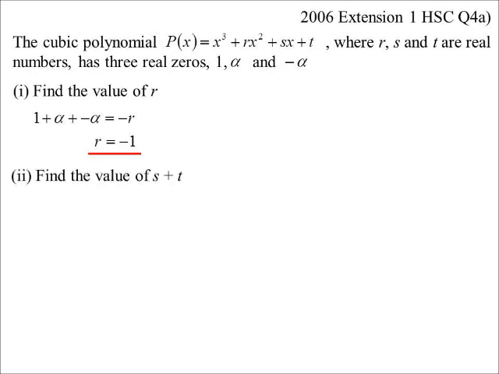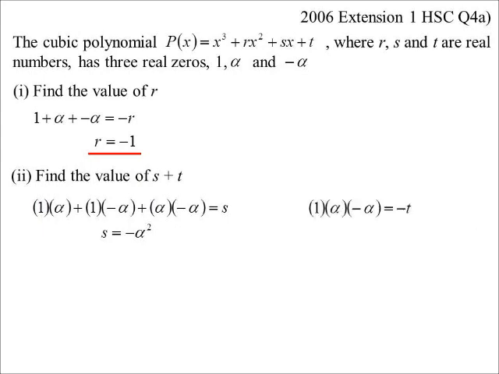Negative 1. Next part of the question. Find the value of s plus t. We now know r's negative 1. Here's the sum of the roots 2 at a time. So I've got 1 times alpha, 1 times minus alpha, alpha times minus alpha. That's equal to s. So I know s is minus alpha squared. Then I worked out 3 at a time. That's going to be negative t. So alpha squared is t. And they wanted s plus t. It turns out to be 0.